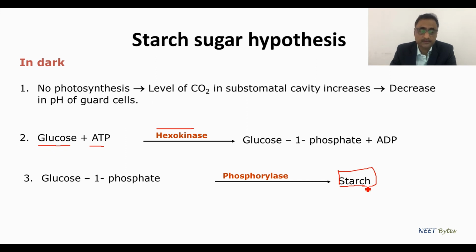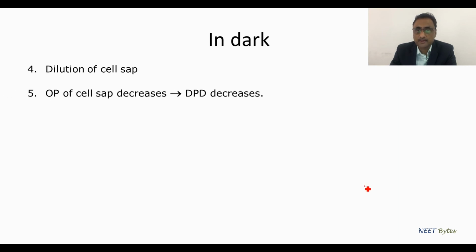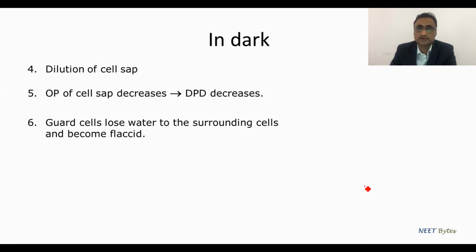So exosmosis is going to happen. What will happen? The guard cell is going to be flaccid, and if the guard cell is flaccid, the stomata will be closed. So this is how opening and closing is going to happen.